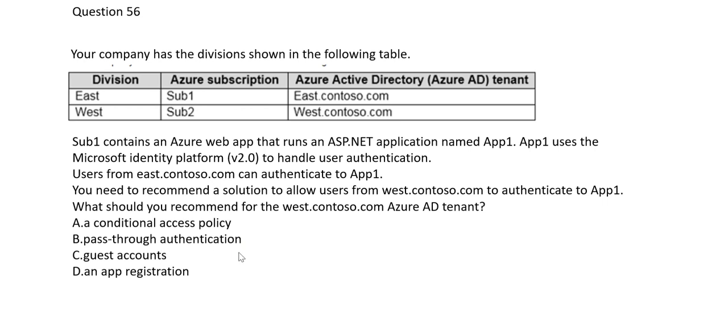And pass-through authentication: the purpose of pass-through is very different. Suppose you have a credential, and you have cloud and on-premises, and you want to access Azure resources and on-premises resources using the same credentials. Then you can use pass-through authentication. Here there is no need for pass-through because it is not about accessing on-prem and Azure resources. It is about accessing an app which is meant for the East zone. So the guest account is the right answer.